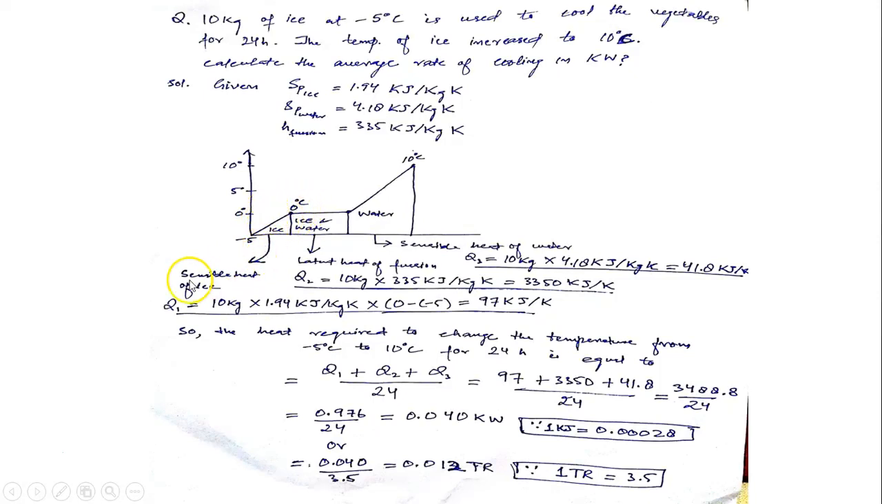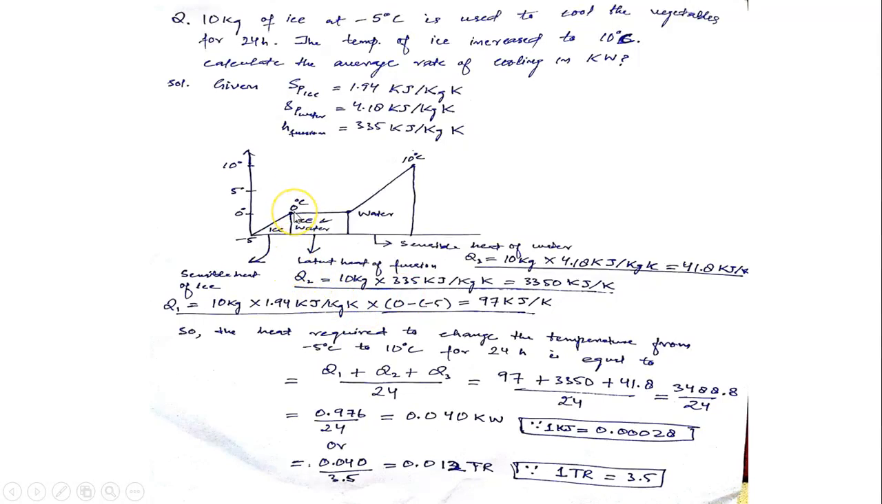This represents a sensible heat of ice, and this will be, for example, Q1, equivalent to 10 kg, the total ice, into the specific heat and the change in temperature, and it is equal to 97 kilojoule per Kelvin.